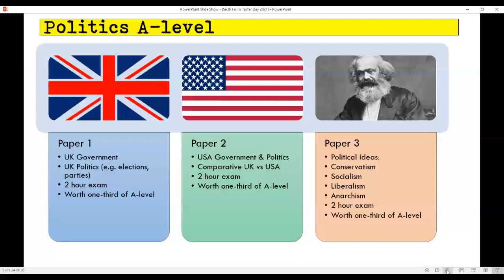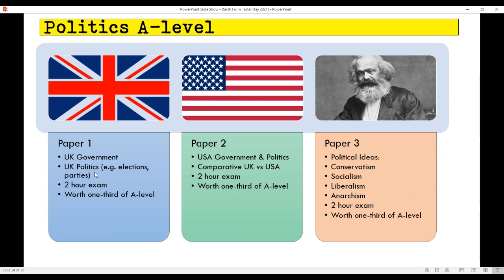Okay, so a bit more course information now. On your screen, you can see the three key elements of the NKS Politics A-Level. This is an AQA exam board course, the same as the History A-Level and History GCSE. There are three exams, paper one, two, and three. There is no coursework, no NEA, non-examined assessment, just three exams. And as you can see there, they are all two-hour exams, and each of them is worth one third of the A-level.